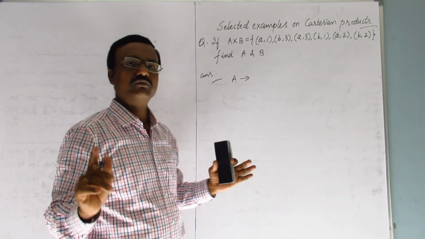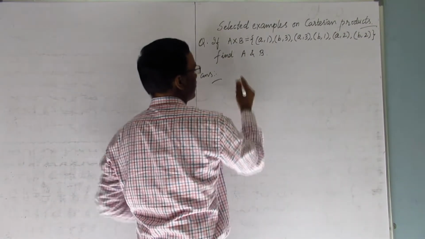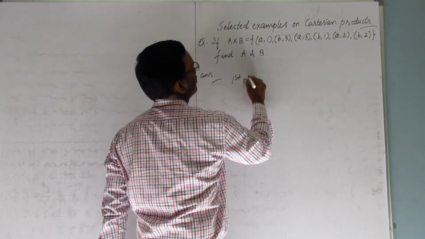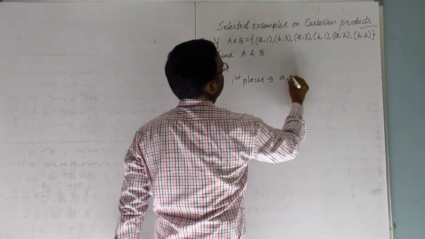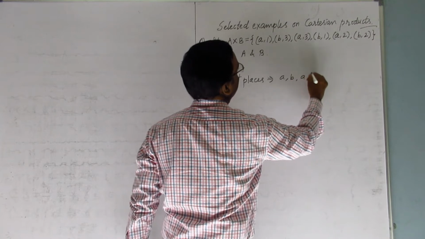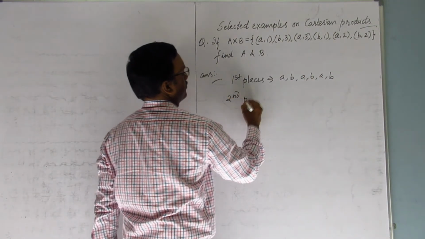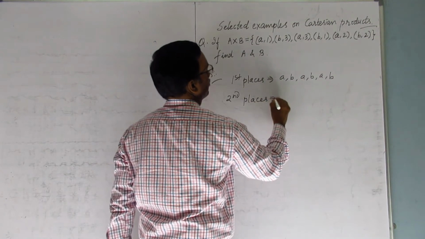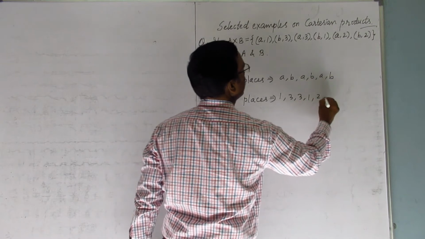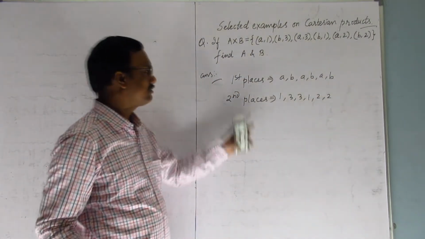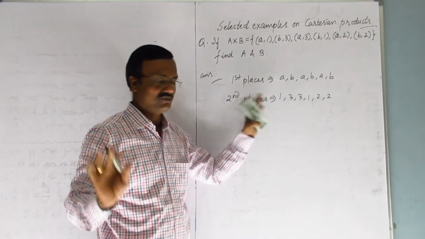So let us see which are the values at the first places. I will write the first places: a, b, a, b, a, b. And second places: 1, 3, 3, 1, 2, 2. So simply, mechanically, we have written first place elements and second place elements.